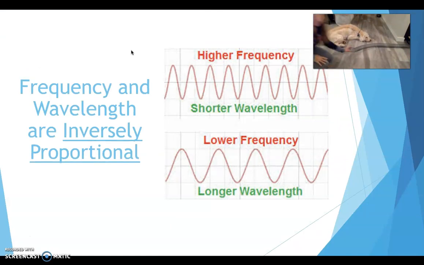And then what I wanted to show you is if you have a high frequency, you're going to have a shorter wavelength. With high frequency, you can see how the wavelengths are very short. That's crest to crest. Then with lower frequency, you're going to have longer wavelengths. So you can actually see the crest to crest.